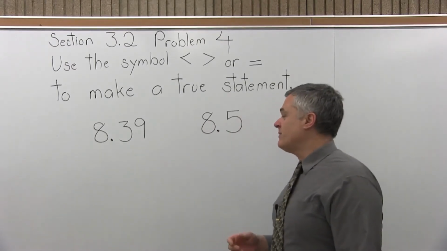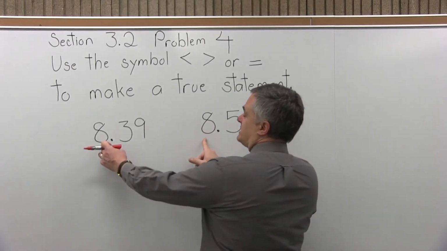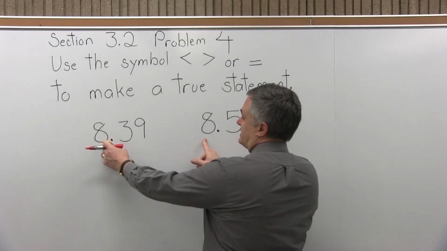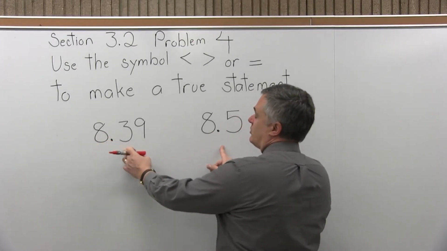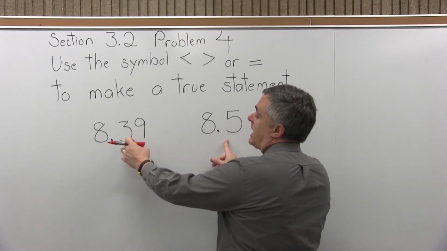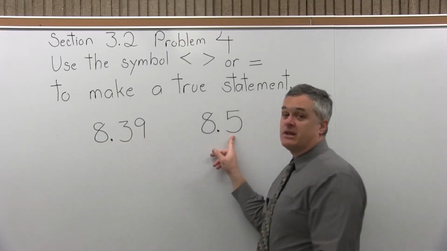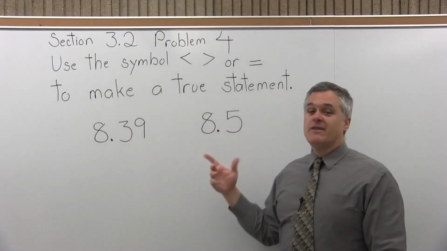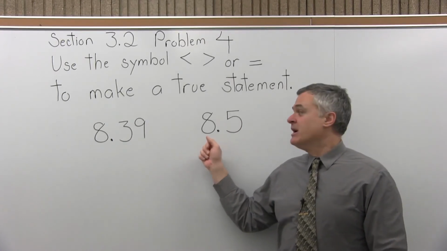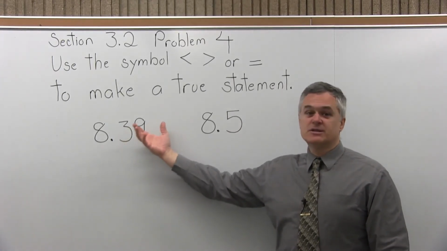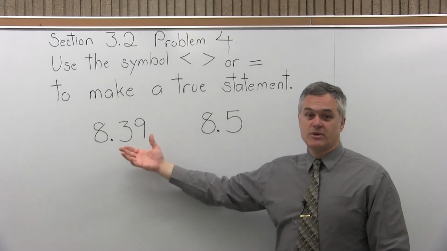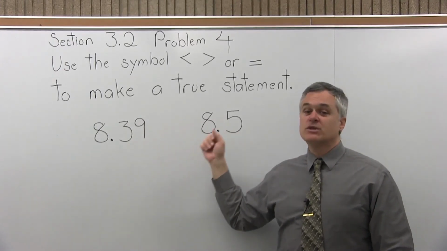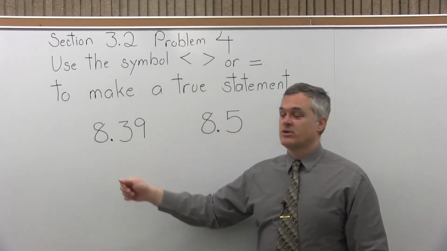And the way you tell is you want to start from the leftmost digit and do a comparison of just those digits. They're both 8, so there's a tie. So we move over one digit to the right. Now I have a 3 and a 5. Well, clearly 5 is larger than 3, and at that point it makes 8.5 bigger. It doesn't matter that there's still stuff that comes after it in one of the numbers. The 5 is larger than the 3, so 8.5 is larger than 8.39.